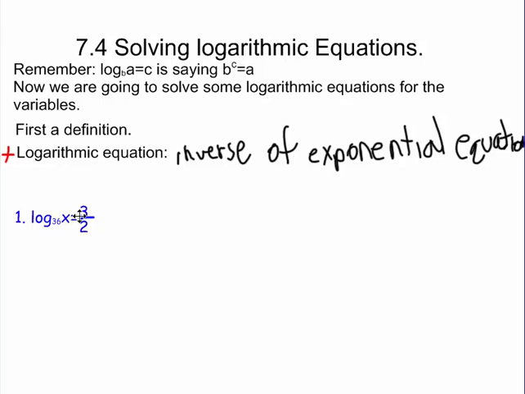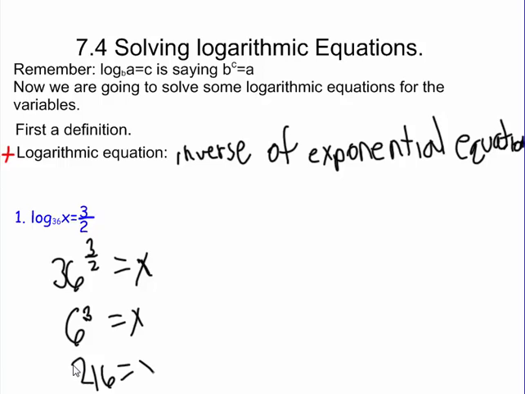Let's take, for instance, this one right here. Log base 36 of x equals 3 halves. If we're solving this, what this is actually saying is 36 to the 3 halves equals x when I rewrite it. Well, 36 to the 1 half is the square root of 36, so that's 6 cubed equals x. 216 equals x. And that's your answer.